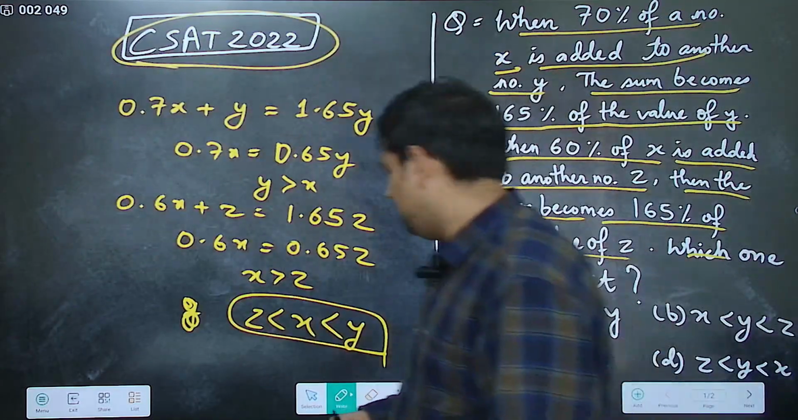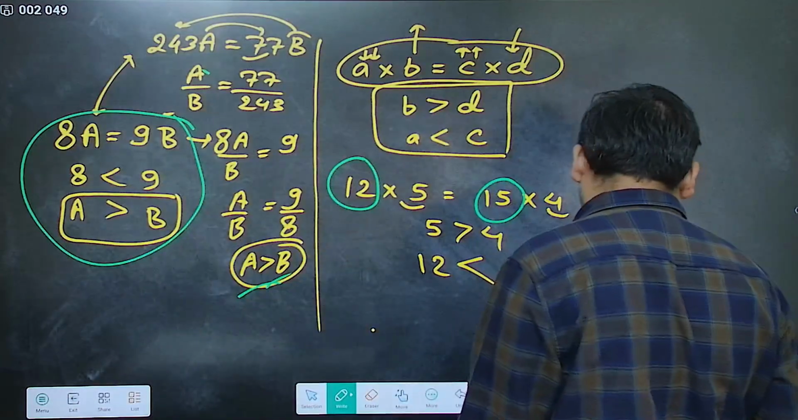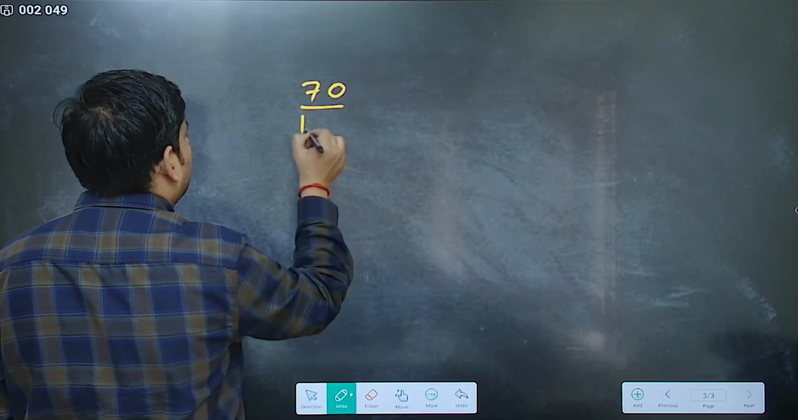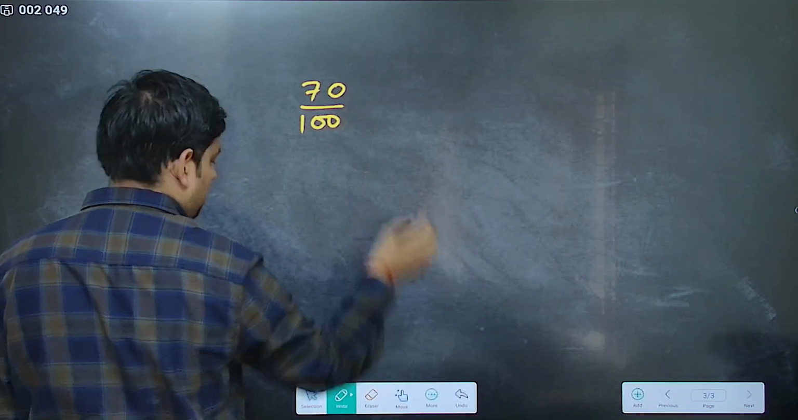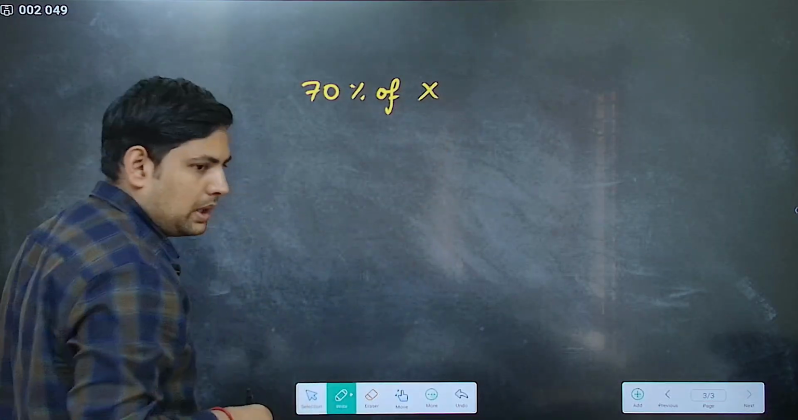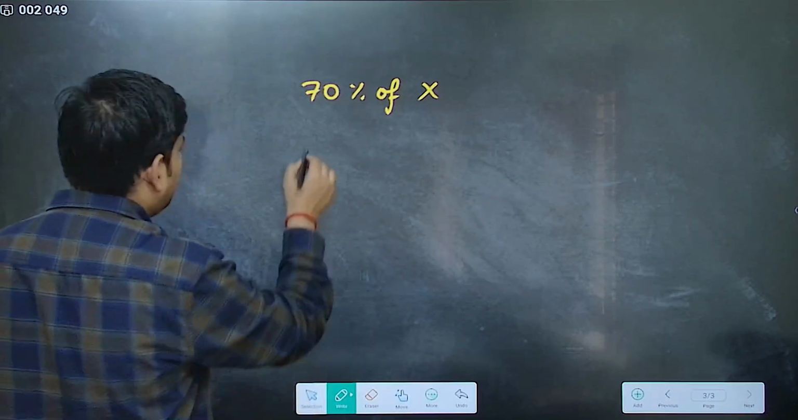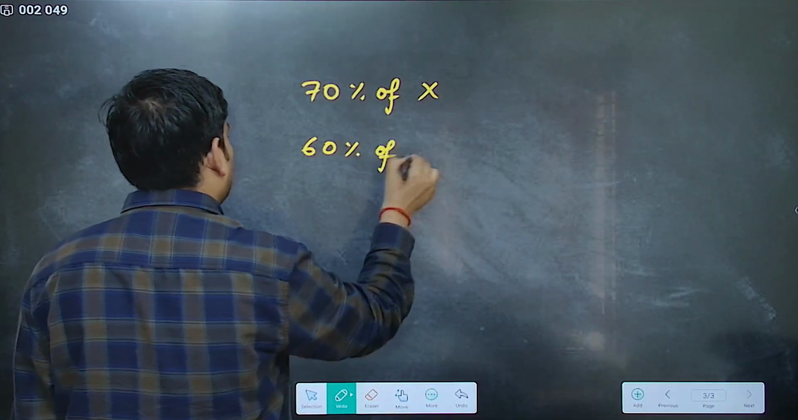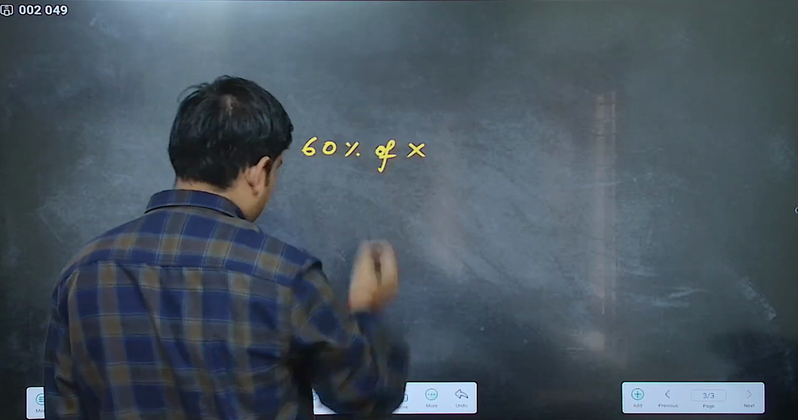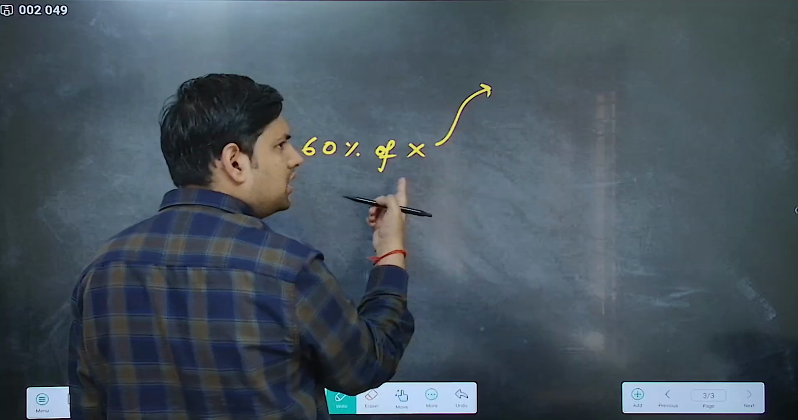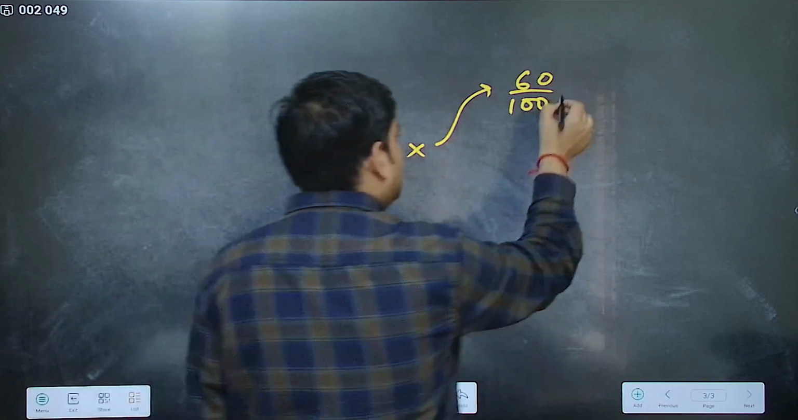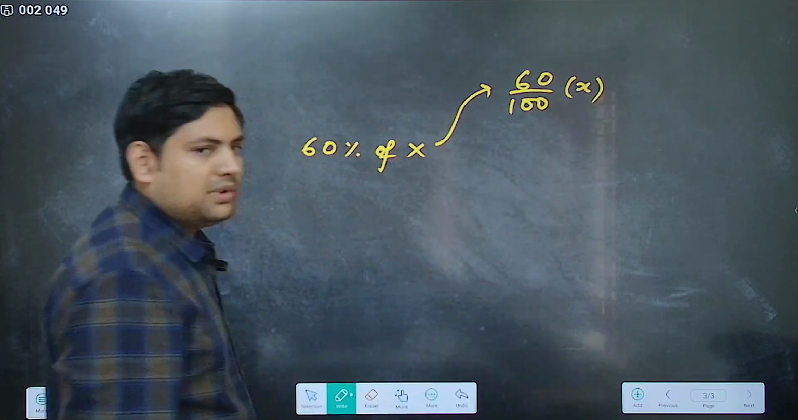Now that you get this, now you can think of doing this also. One more concept to understand. Now, if I have to write 60% of X, what are the ways of writing 60% of X? Okay, let's see. First, 60% of X, you can write it like this: 60%, percent means divided by 100, into X. So this is 60% of X.